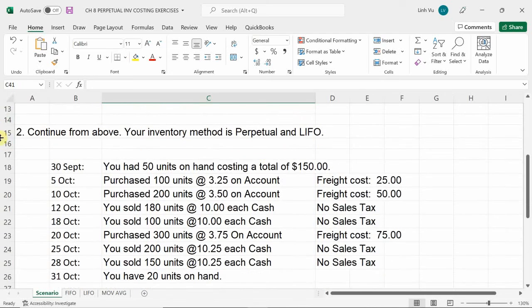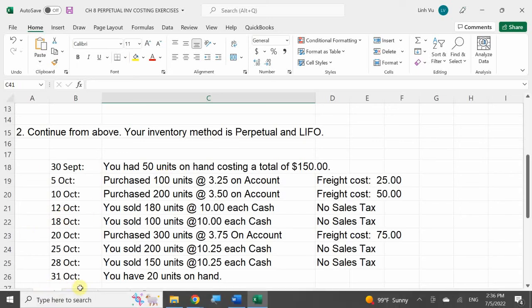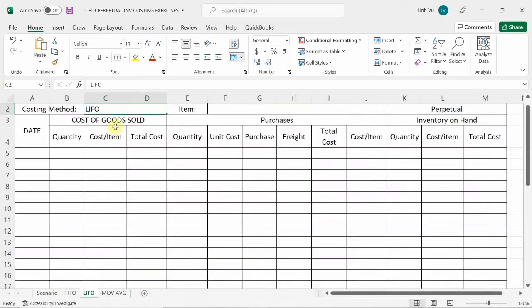Again, we already know that from September 30th we should have had 50 units costing a total of $150. So that means we're going to carry that information on to our new inventory worksheet here, saying this was September 30th.